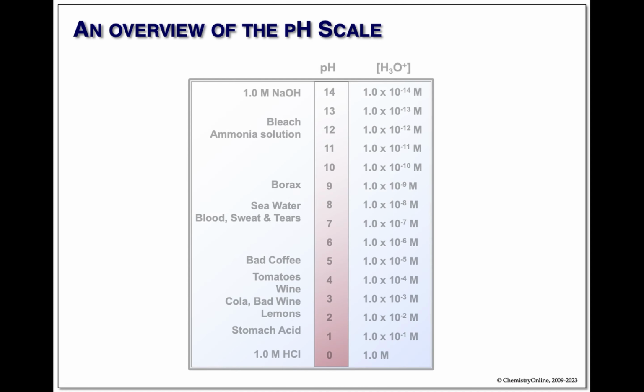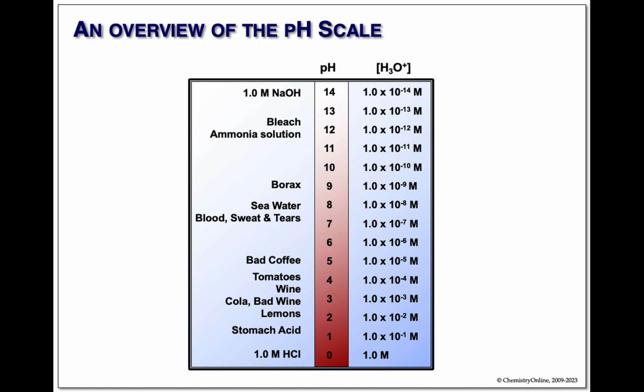This is our pH scale. 7 is absolutely pure neutral water. Bad coffee is down here around 5. Really bad wine is around 3. Stomach acid, a little bit above 1, 1.2, 1.3. It's amazing the stomach just doesn't dissolve itself. 1 molar HCl would have a pH of 0.